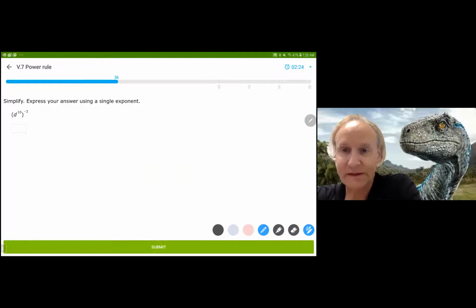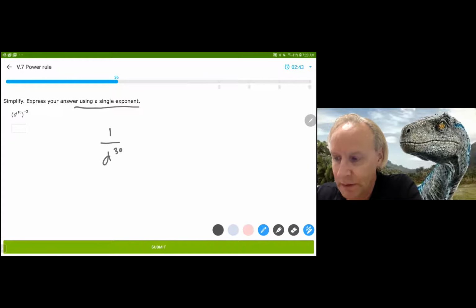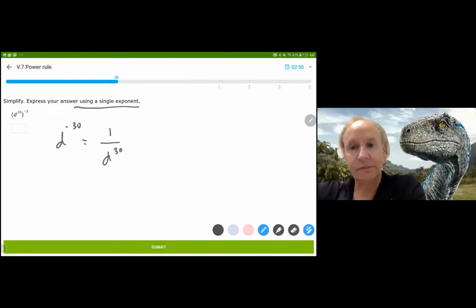Now, a lot of people are going to say, well, how do you know, sorry, d to the -30. Now, how do you know that it's d to the -30? They don't say that I have to move it to the denominator, but it really is the same as 1 over d to the 30th power, or d to the -30th power. That -3 means it's being moved to the denominator and multiplied 3 times.